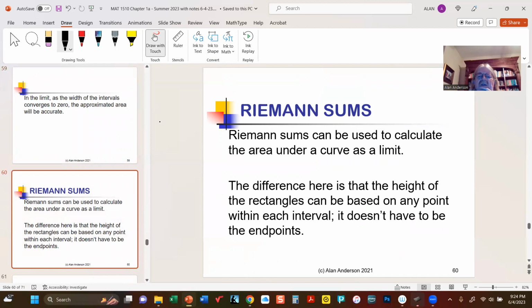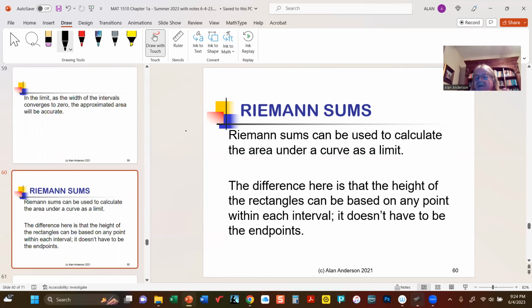Now, we're going to introduce a very important concept called Riemann sums. What's different here is that we're not restricted to the left and the right endpoints any longer. We can essentially pick any point, for example, the midpoint. And we may find our solution quicker than if we're using the left or the right endpoint methods.